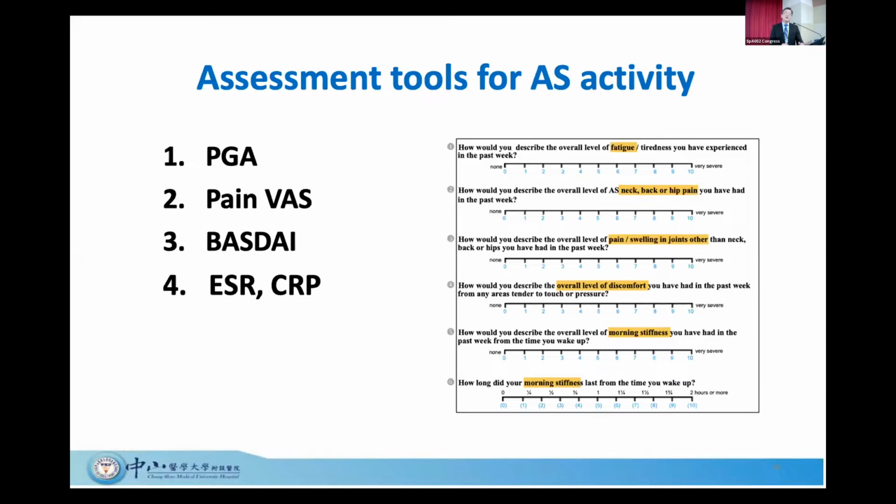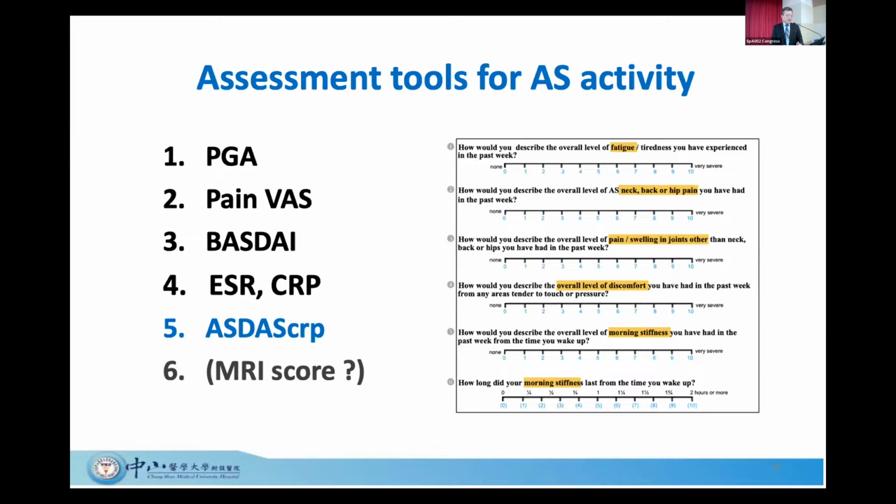But I recommend a more specific index we call the BASDAI, the BAS AS Disease Activity Index, composed of 6 clinical questions reported by the patient. So you just ask them about the fatigue, 0 to 10, or spinal pain, peripheral pain, morning stiffness, etc. Then you have a BASDAI score. And more recently, we have another new index called ASDAS, which is the AS disease activity score plus CRP. And we also have an image score for MRI for activity, but this is not well validated right now. So the gold standard right now is still BASDAI and ASDAS.